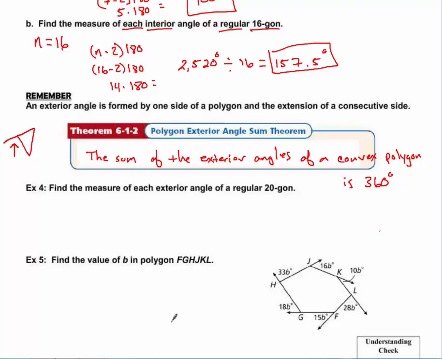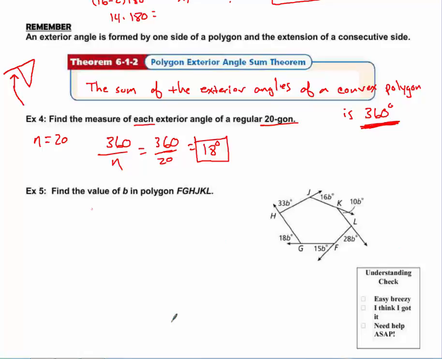And I'll show you more in class as to why that's always true. But to find the measure of each exterior angle of a regular 20-gon, so that's n equals 20, how would we find each angle? Well, if we know that they always add up to 360 degrees, we just take 360 degrees divided by n. So 360 degrees divided by 20 equals 18 degrees. Remember, each exterior angle, each one of these, and they always add up to 360.